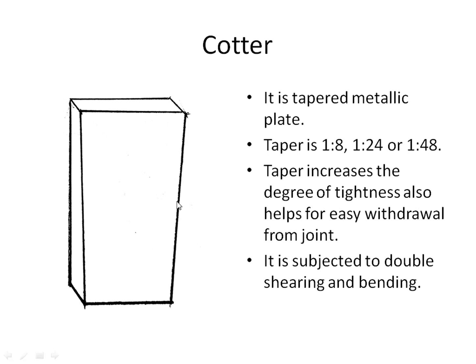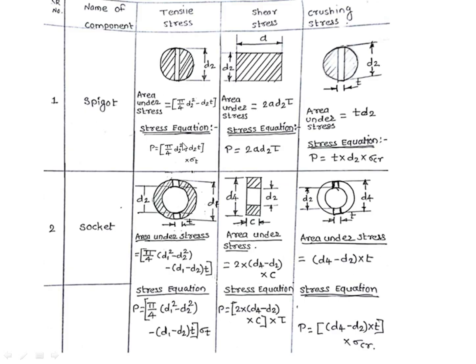The cotter in the cotter joint is subjected to two types of stresses. First one is the double shear stress and second one is the bending stress. Now we will discuss the strength equations for each component, that is socket, spigot and cotter. The strength equations are nothing but the equations of stresses. The general equation of stress is load equals area into stress, or stress equals load upon area. To get the strength equation of any component, we need to know the type of stress induced in the component and the area on which the stress is induced.